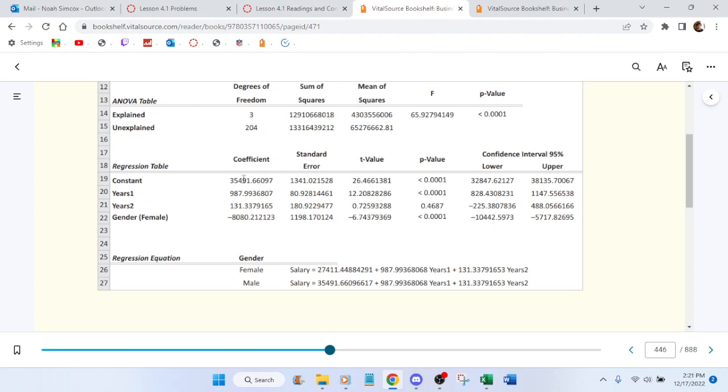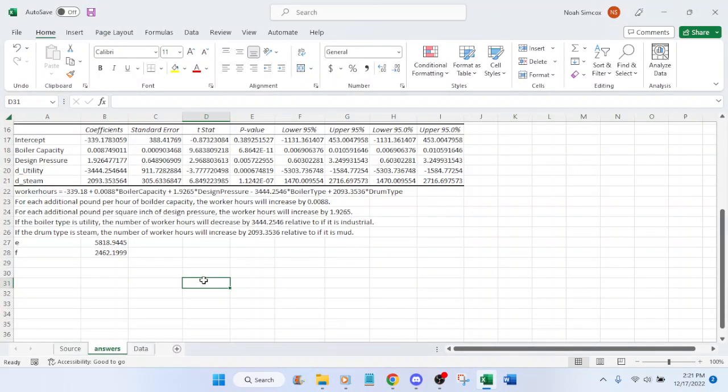Here's the original coefficient. So male would just be the original coefficient, and then female should be the same coefficient minus 8,000. So 8,000 plus 5 is like 13. What the? I'm an idiot. Minus. What's 15 minus 8? It's 7 something. So yeah, it should give you the correct result. So I think I got the correct numbers.